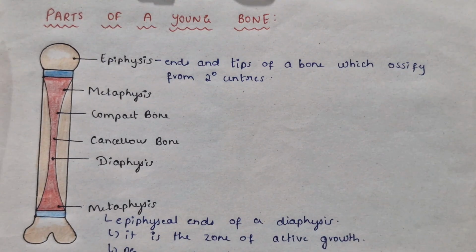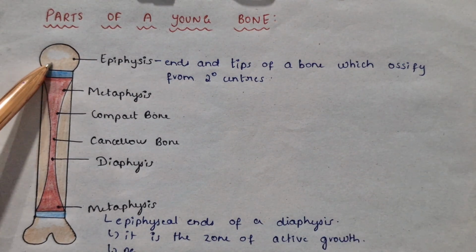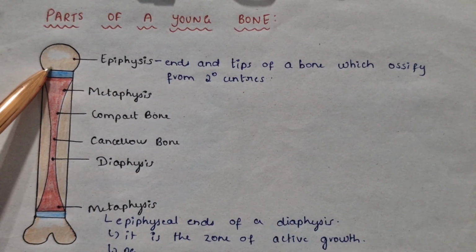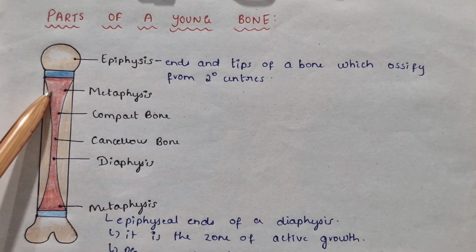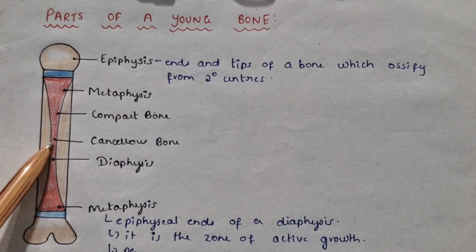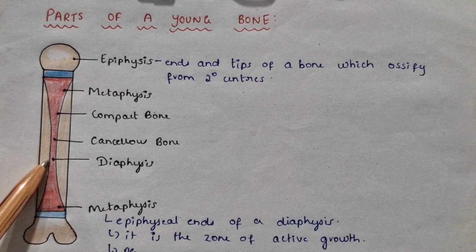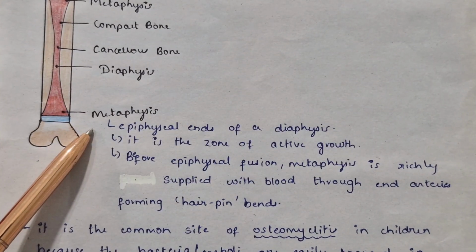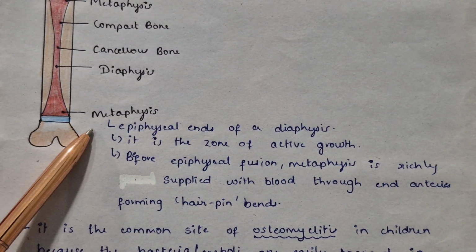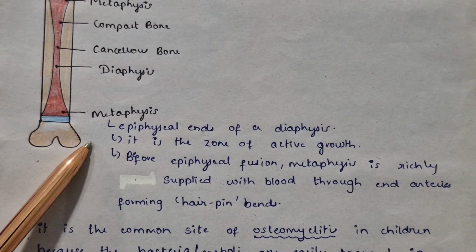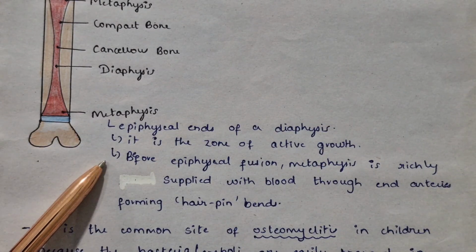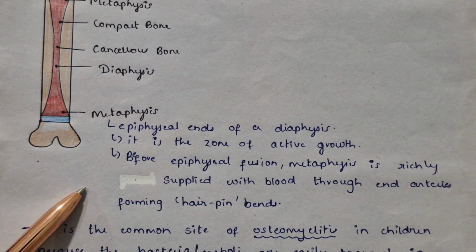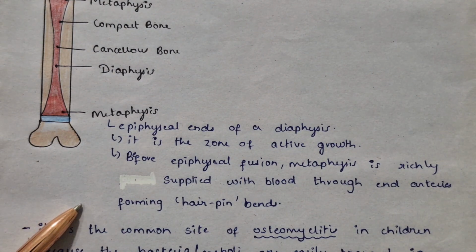Parts of a young bone include the epiphysis, which forms the ends and tips of a bone which ossify from secondary centers, the metaphysis, the compact bone, the cancellous bone, the diaphysis, and the metaphysis. The metaphysis forms the epiphyseal ends of a diaphysis. It is the zone of active growth. Before epiphyseal fusion, metaphysis is richly supplied with blood through end arteries forming hairpin bends.